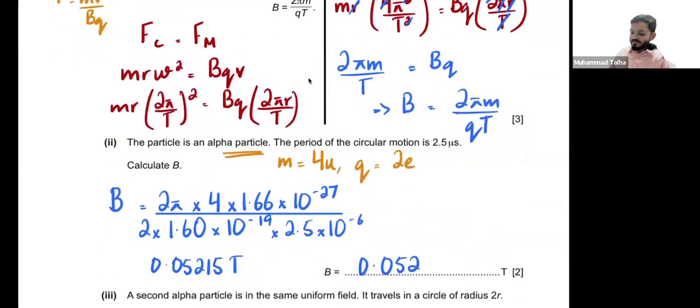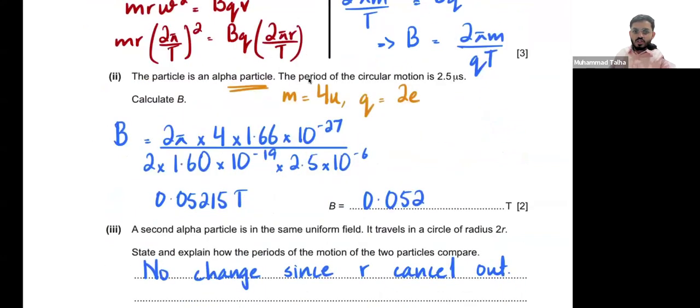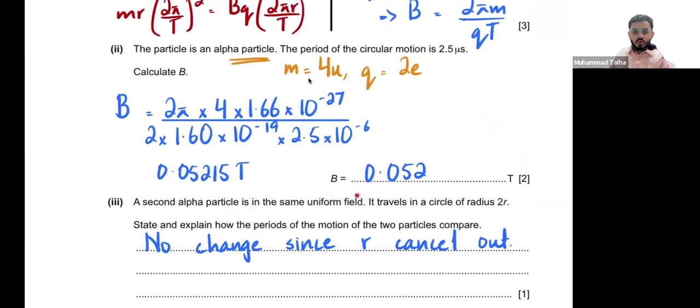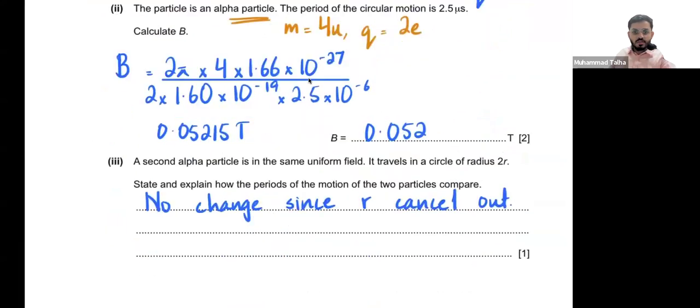Part 2. The particle is an alpha particle. The period of the circular motion is 2.5 microseconds. Calculate B. So you just have to use the expression. Alpha particle, so you know the mass is 4u. u is this value. q is 2e, so 2 times 1.6 times 10 to the negative 19. Just plug this all in here, right? So this turns out to be 0.05215, or to 2 SF, 0.052 Tesla.